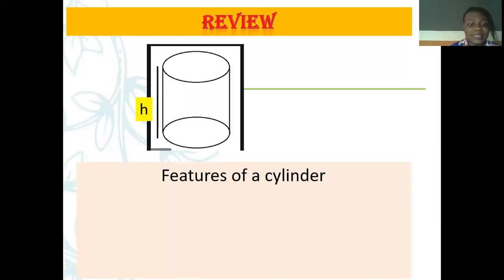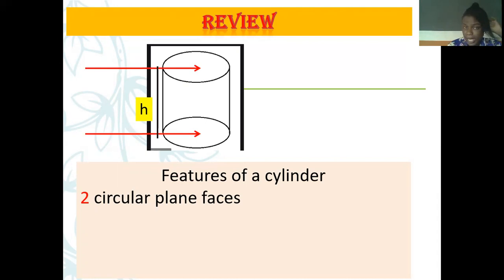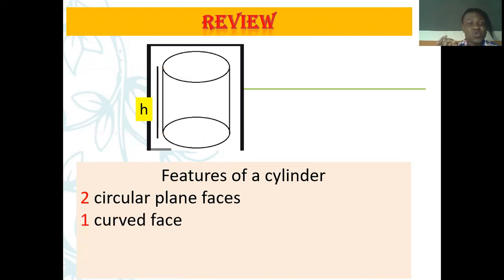Now, first of all, number one, it has two circular plane faces, one on the top and one on the bottom. So two faces on top and underneath. If you have a milk tin at home, you can just confirm that. It has a circular face on top and a circular face underneath. Number two, the second feature is that it has one curved face. That curved face is actually the body of the cylinder. The round part that is endless, that your hand just keeps going around and around it, right? So that's the curved face.